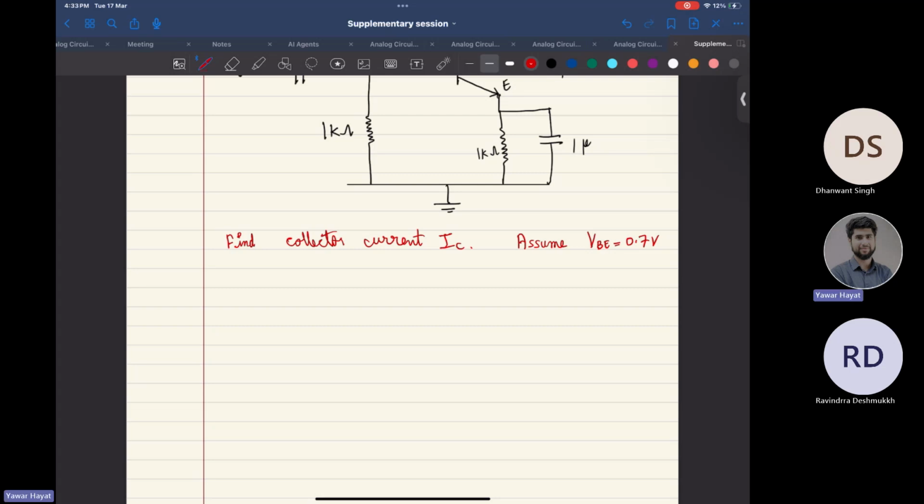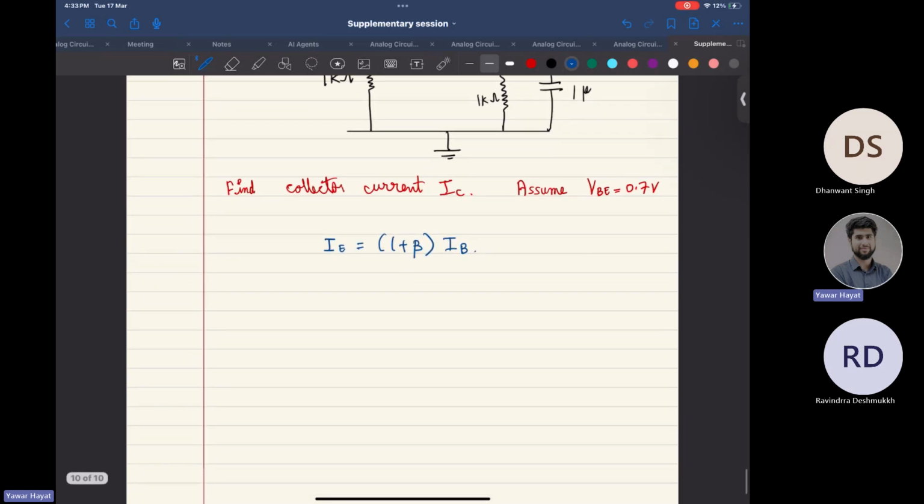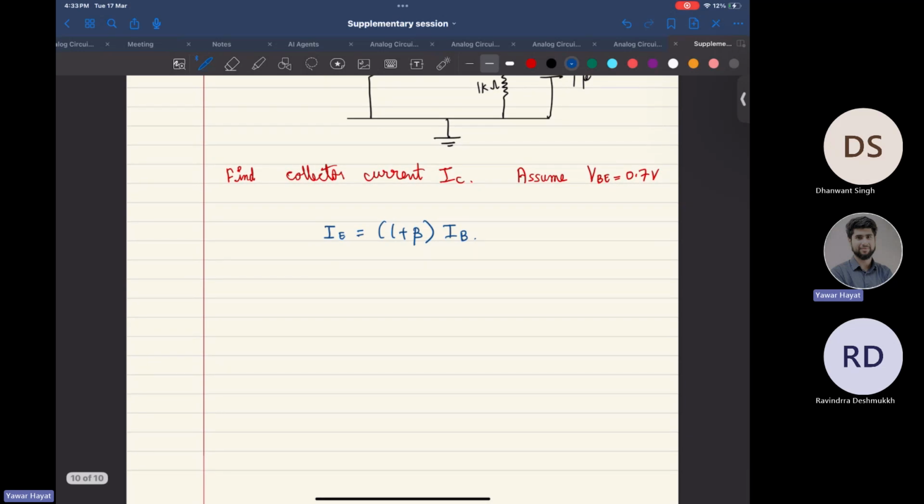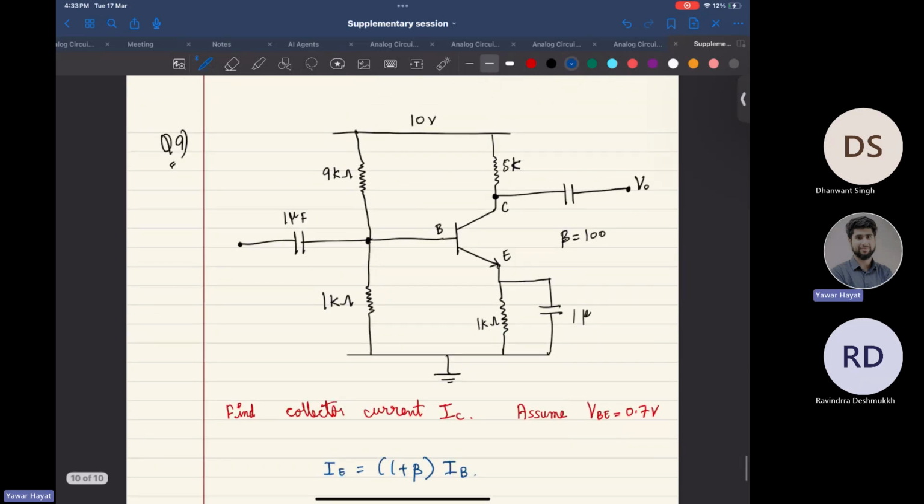You will be needing this expression. I'll leave this as a notebook. Use this: IE is 1 plus beta times IB. I'll be uploading the slides anyway, so you'll get the opportunity to try these. And then I have the last problem, which also will be a homework problem.